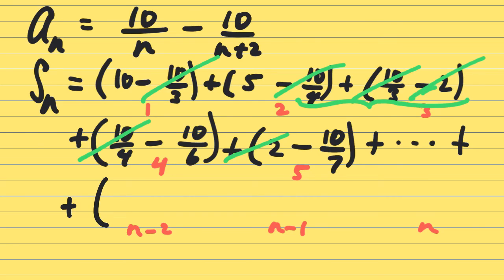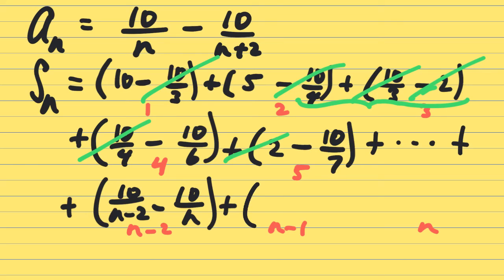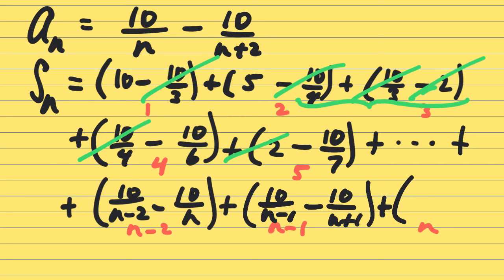Okay, so back up there at the very top, your a sub n, 10 over n minus 2 minus 10 over n minus 2 plus 2, which is just n, plus, now go back, 10 over n minus 1 minus 10 over n minus 1 plus 2, that's n plus 1. And then finally, the n itself, or just the two terms you've got for a sub n, 10 over n minus 10 over n plus 2.